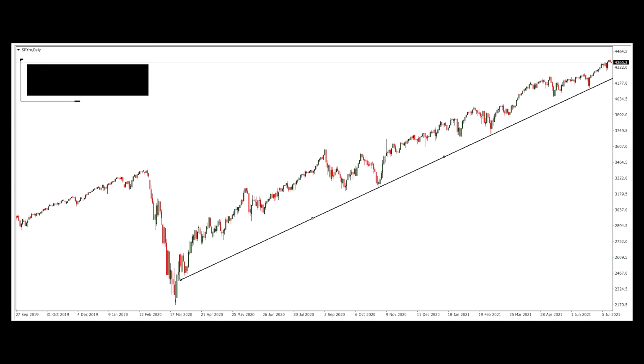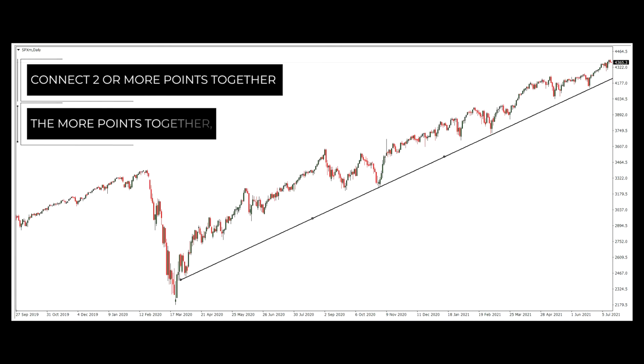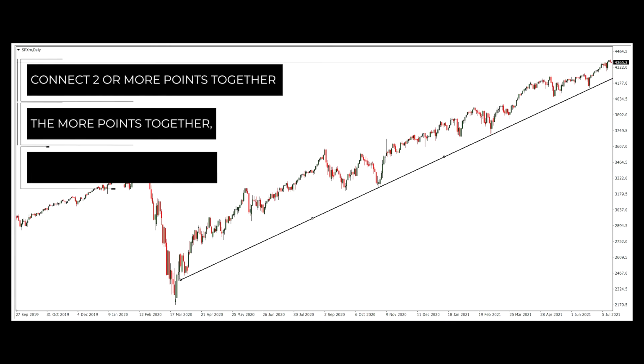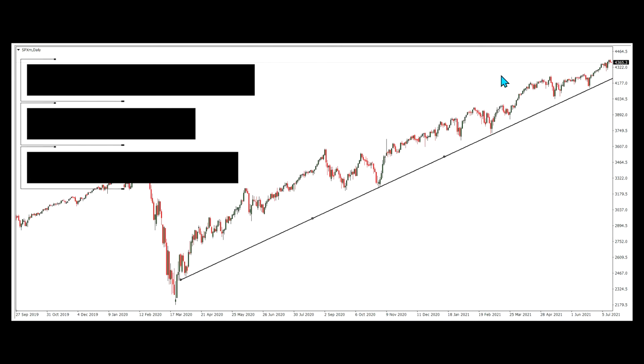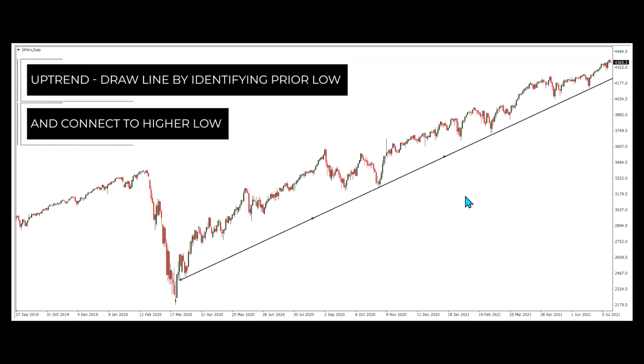All you really need to do is connect two or more points together and extend the line out. In this chart here, what I've done is identify two points, one point here, one point here, and extend the line out. Now you identify a third point here and a fourth point here. The rationale is the more points that are connected together, the more reliable that trend line is. Also in this chart, we can identify that this is in an uptrend. So what we've done is identify a low here, connected to a higher low, connected to another higher low, and then connected to another higher low.